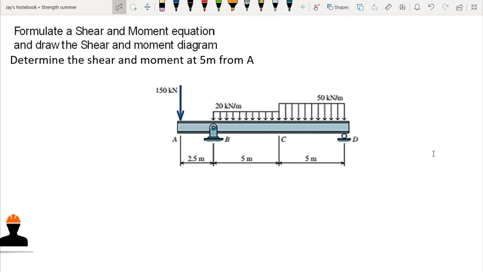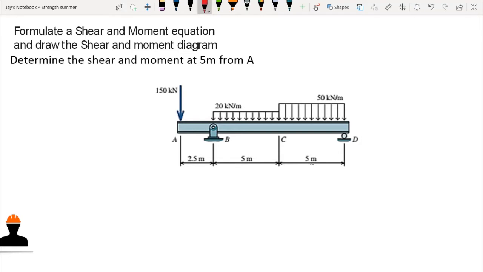So we have here an overhang beam. We have a 150 kilonewton load acting at point A. We have 20 kilonewton per meter acting 5 meters from B to C. And we have a 50 kilonewton per meter uniform load from C to D, that is 5 meters in length. Now, the first thing we do here is, of course, to determine the reactions at B and D.